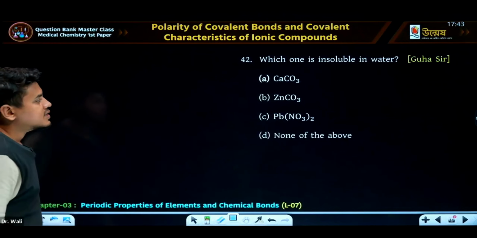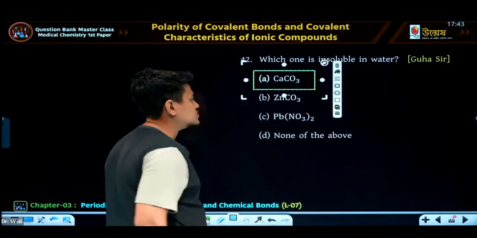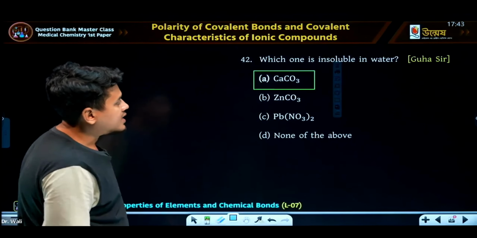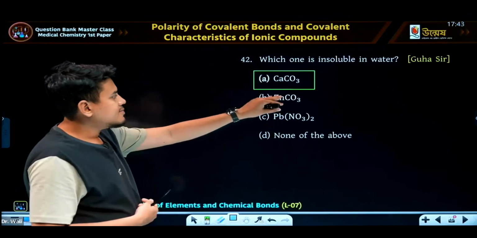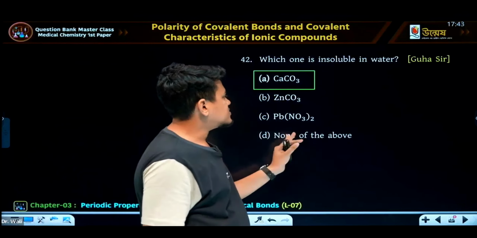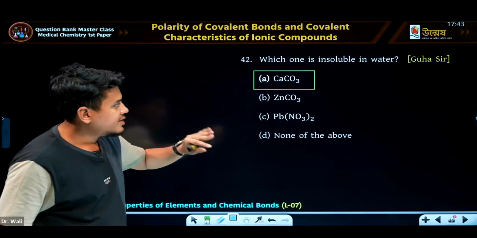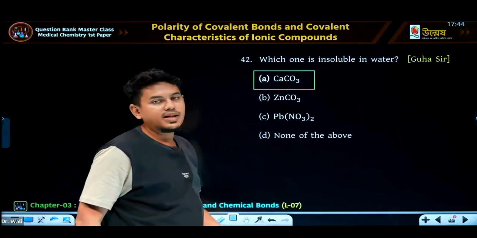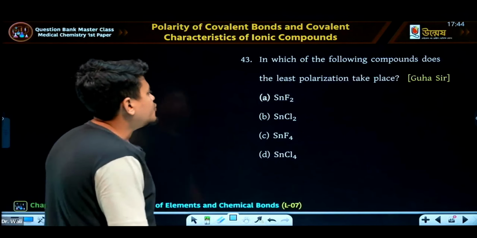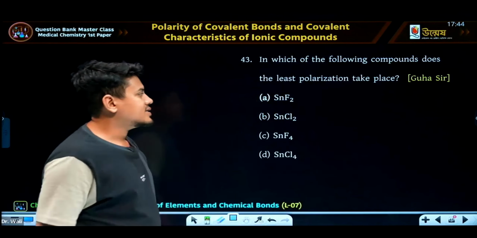Okay, which one is insoluble in water? Calcium carbonate is certainly insoluble in water, but if it is asked in the opposite direction, like which one is soluble in water, then the answer will be lead nitrate. Calcium carbonate, zinc carbonate, all of them are insoluble in water, but here the better answer is calcium carbonate. But if it is asking which one is soluble in water, in that case the better answer will be lead nitrate.